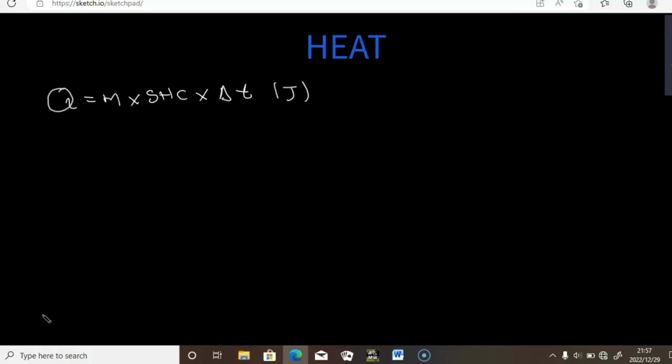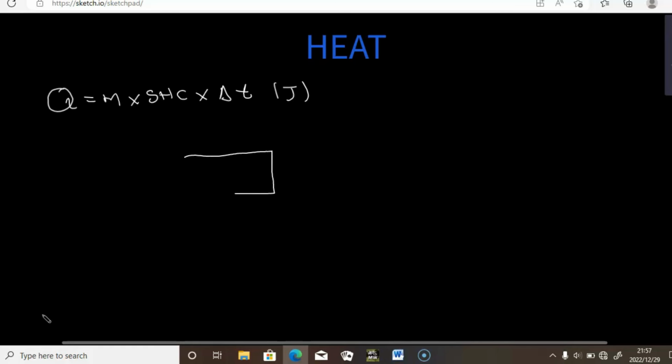The flow is caused by temperature difference, and it is always from a high temperature object to a low temperature object. What this means is that if we are having two objects, this object is, let's say, 100 degrees Celsius, and the one next to it is 30 degrees Celsius. Say this is object number A, and then this is object number B.